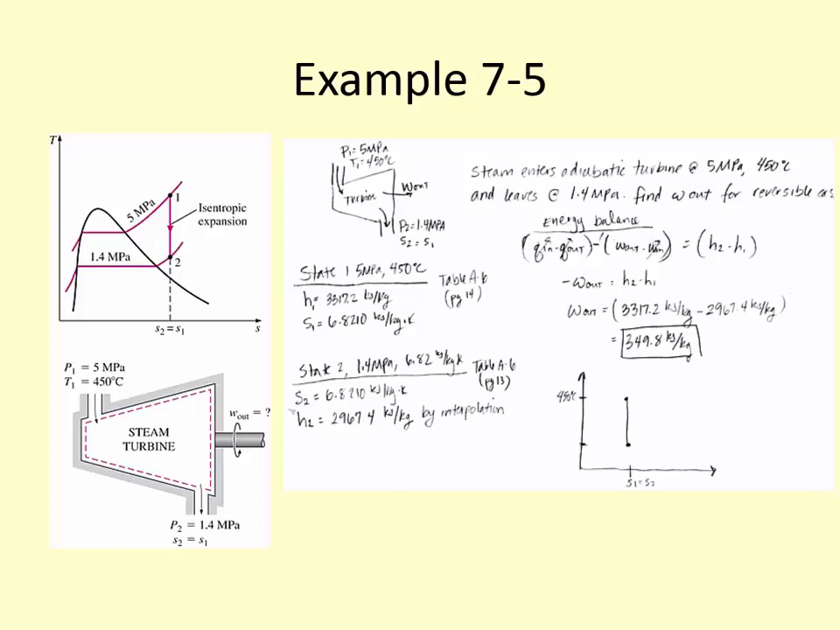And for a turbine, do we have work out or work in? Work out. So negative work out is equal to this H2 minus H1. And H2 happens to be less than H1, which works out perfectly for our sign. So work out is equal to H1, 3317.2, minus H2, 2967.4 kilojoules per kilogram, which is 349.8 kilojoules per kilogram.